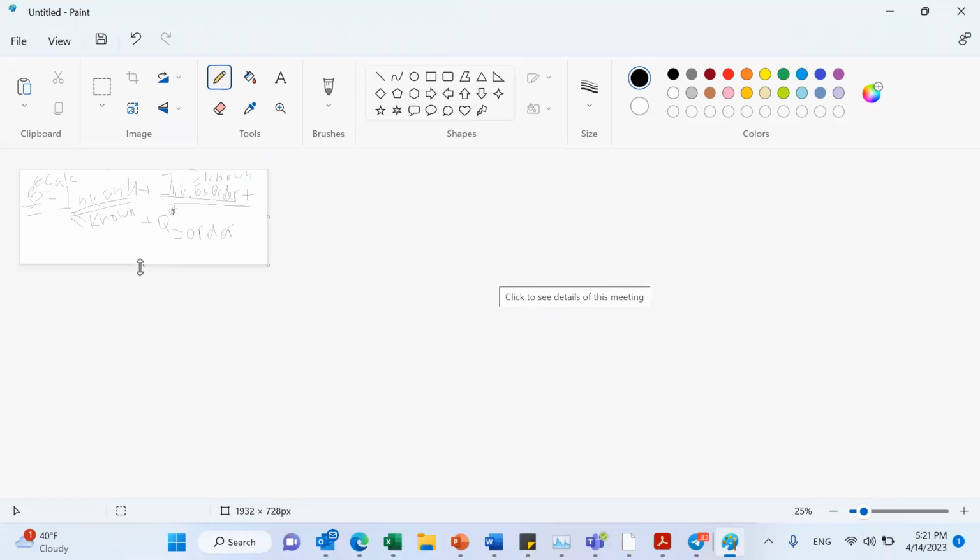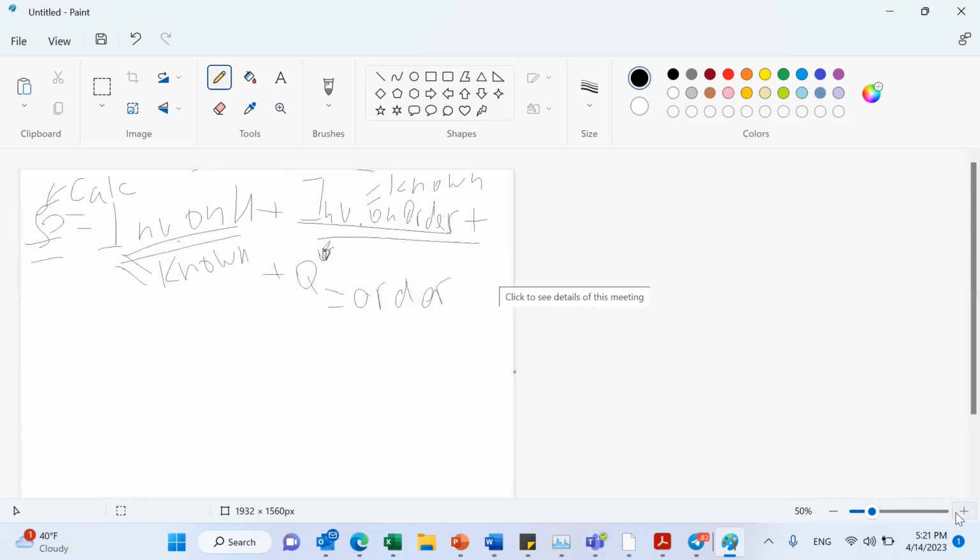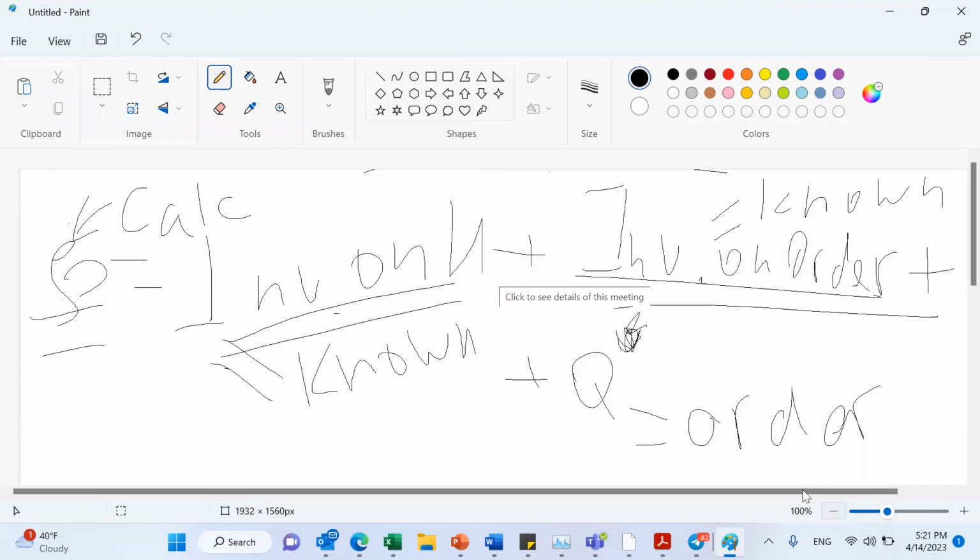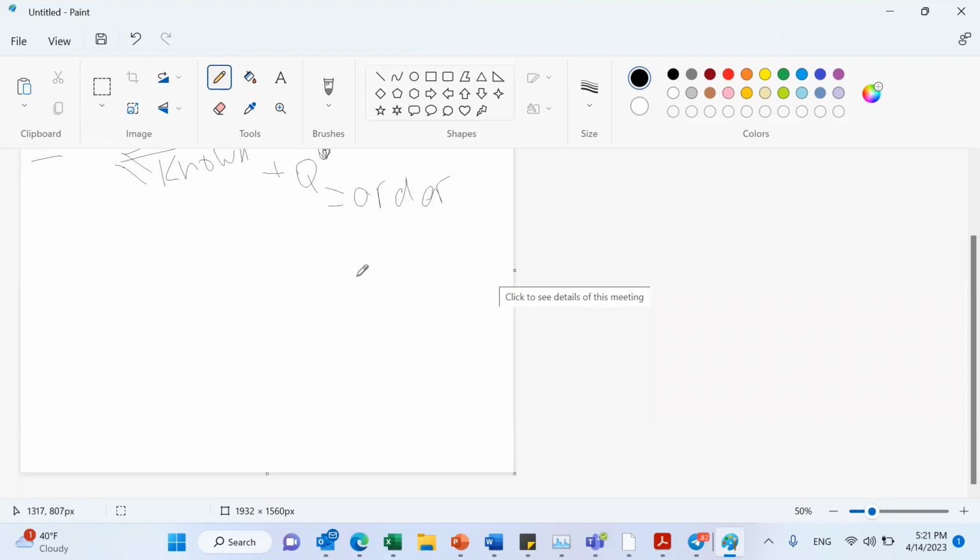Okay, let's make it bigger. Next to my brother-in-law, I have this computer with touch screen.